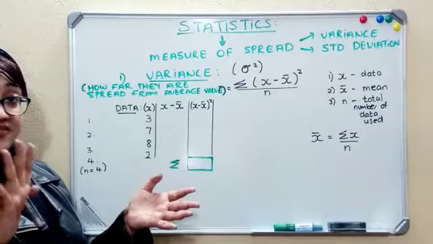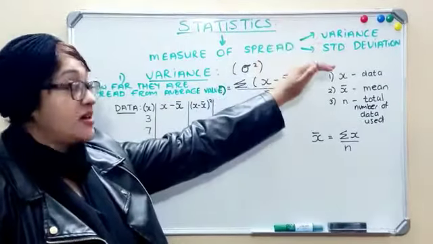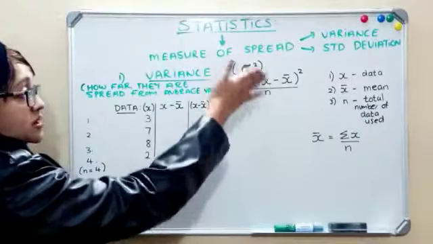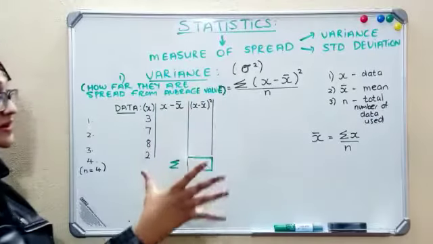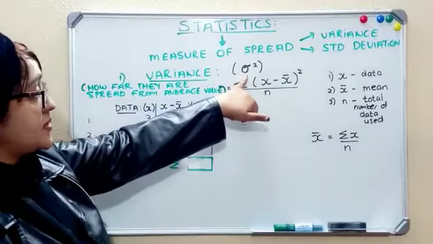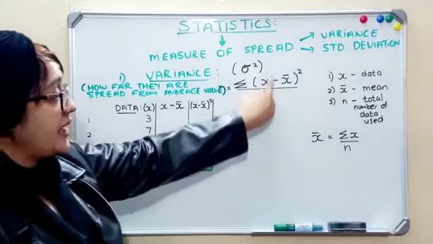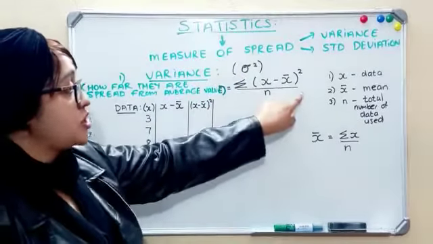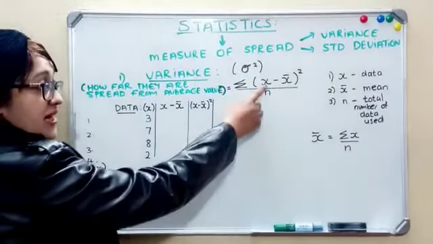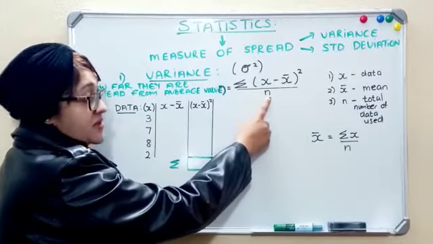Today we are doing part 5 of stats, and I'm going to teach you how to calculate the variance and how to calculate standard deviation. The two topics we have here are measures of the spread of your data from your mean. This is the symbol for your variance, and the calculation for the variance is an equation where you find the sum of the square of each data point minus the mean, over your total number of data used.